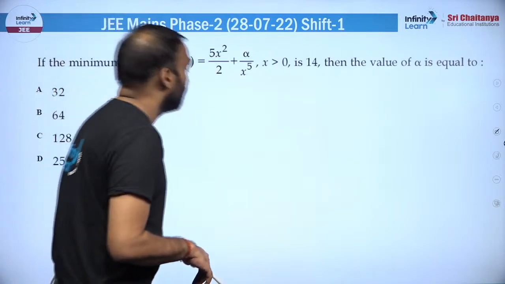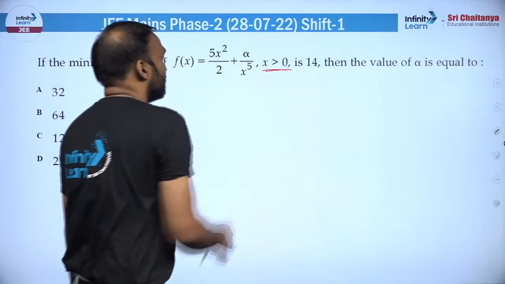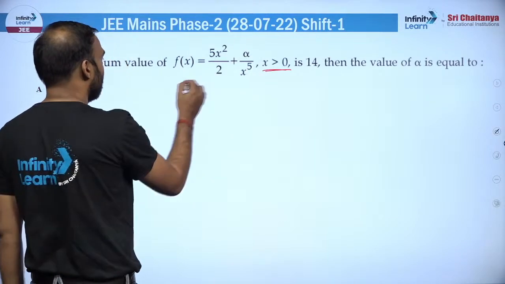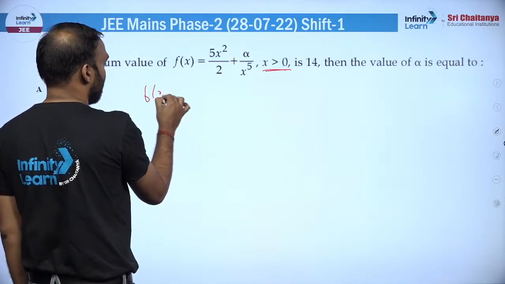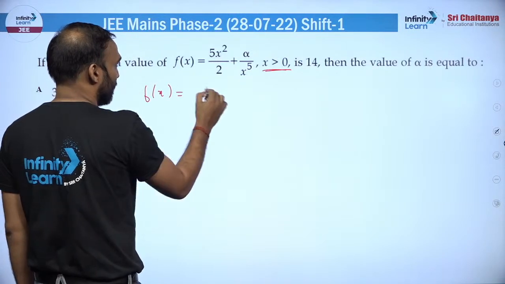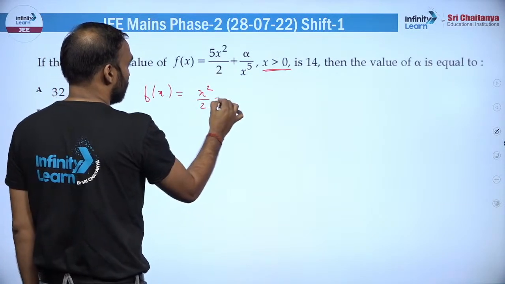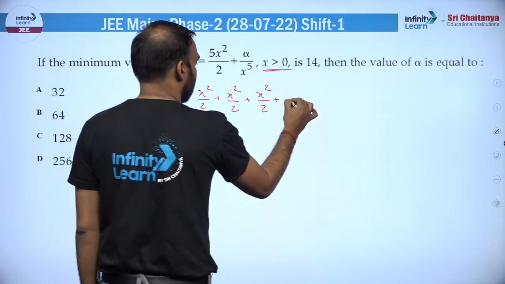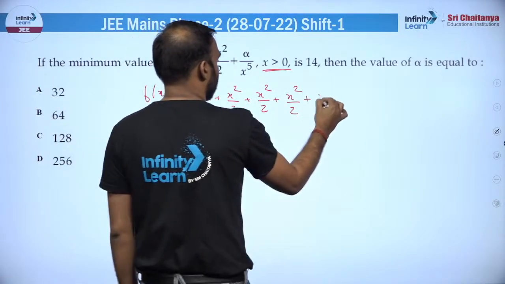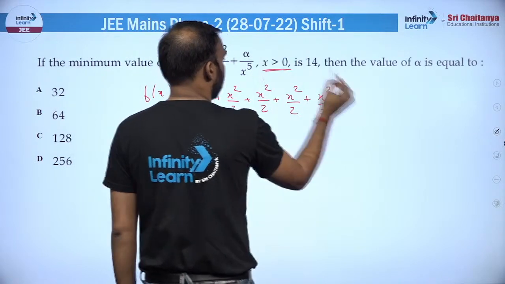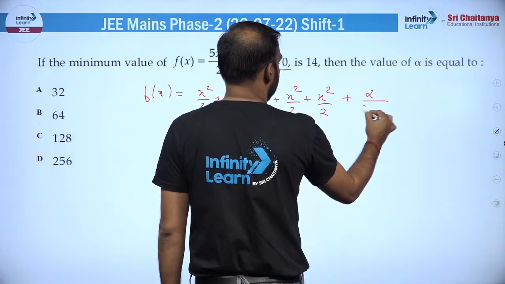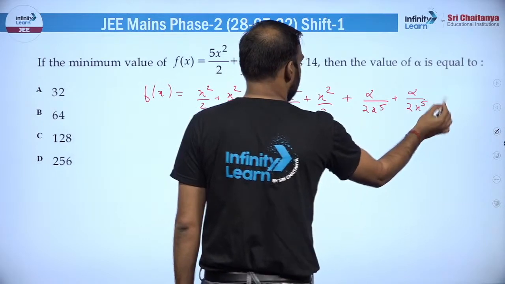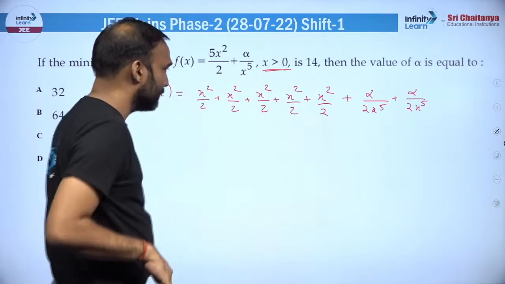What is the minimum value of this function? Observe, x is larger than 0, which means they are positive, right? So I can split f(x) as 5x²/2, so x²/2 plus x²/2, five times I will write x²/2. Similarly, I will split into two parts: α/(2x⁵) plus α/(2x⁵). So if I simplify, I'll get the same function.